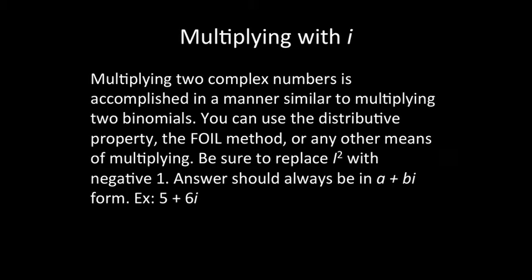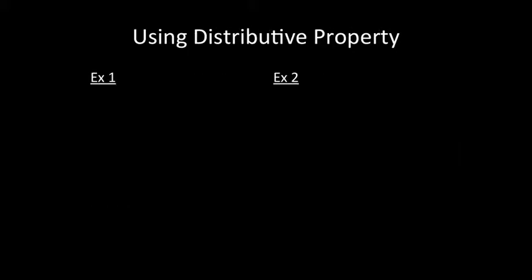Multiplying with i. Multiplying two complex numbers is accomplished in a manner similar to multiplying two binomials. You can use the distributive property, the FOIL method, or any other means of multiplying. Be sure to replace i squared with -1. The answer should always be in a plus bi form, for example, 5 plus 6i. Our first two examples will be solved using the distributive property.